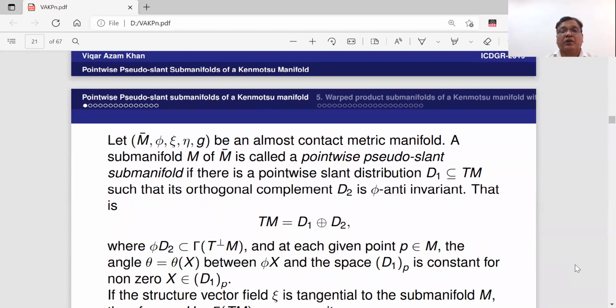So let me talk of pseudo-slant submanifolds. A pseudo-slant submanifold of a Kenmotsu manifold, or in general an almost contact manifold, admits a distribution D1, which is slant, which is a pointwise slant distribution, and its orthogonal complementary distribution, which we are denoting by D2, is anti-invariant. So we have written it down like this: M is a pointwise pseudo-slant submanifold if there is a distribution D1 such that its orthogonal complement D2 is phi anti-invariant. That is, TM will be decomposed into two parts, with direct summands D1 and D2.